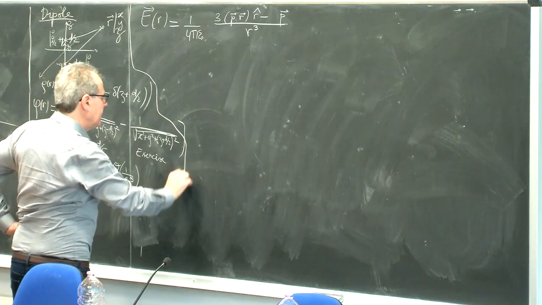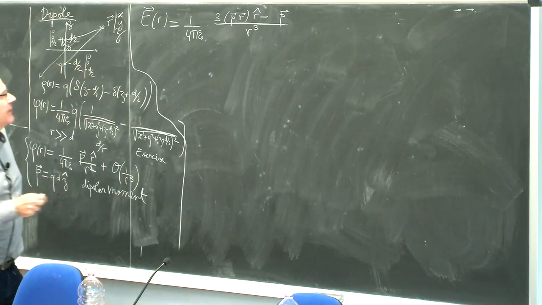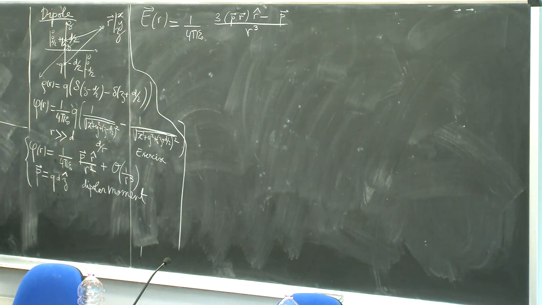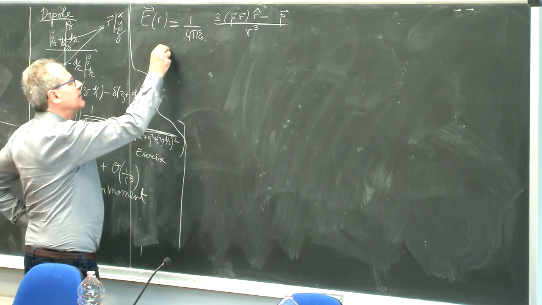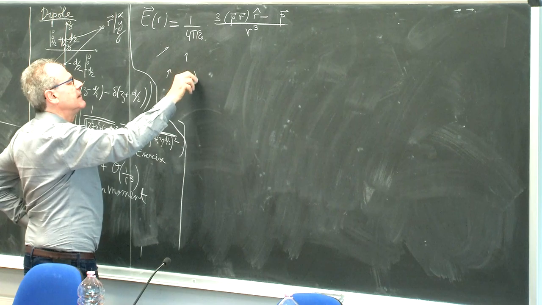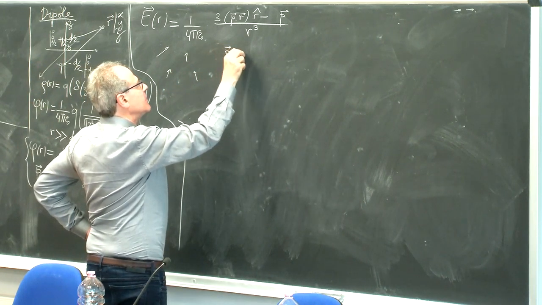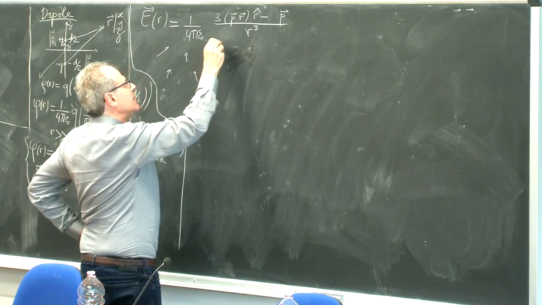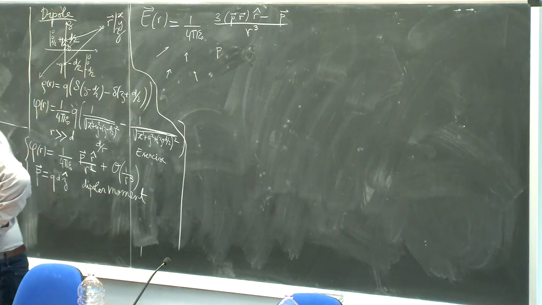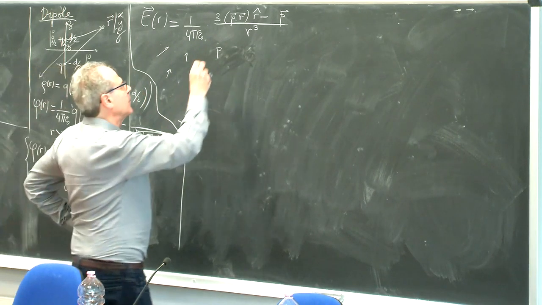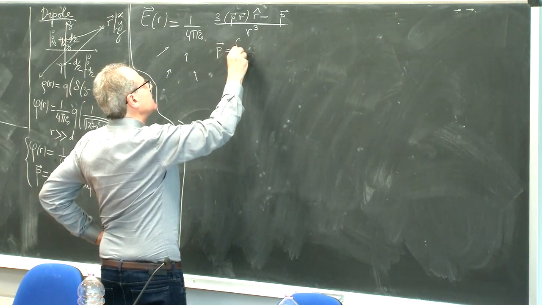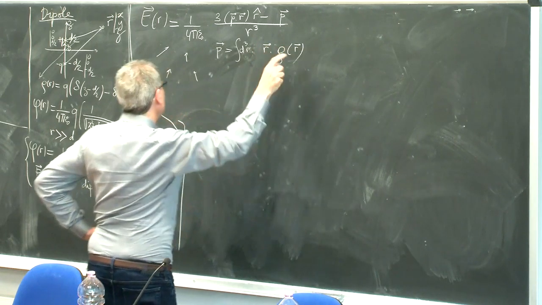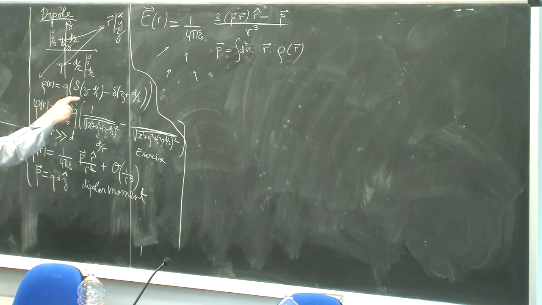Now, if instead of one dipole we have many dipoles, of course it's additive. So the total dipolar moment, if you have small dipoles everywhere, P is going to be a sum over i. One can define what's called the dipolar density, and the total dipole is given by the integral d3r of r times rho of r, where rho of r is the density of charges.